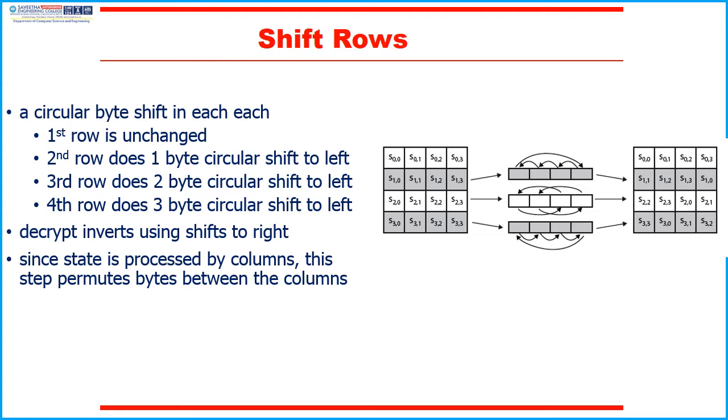This row shift moves individual bytes from one column to another, which is a linear distance of multiples of 4 bytes, and ensures that the 4 bytes of one column are spread out over 4 different columns.